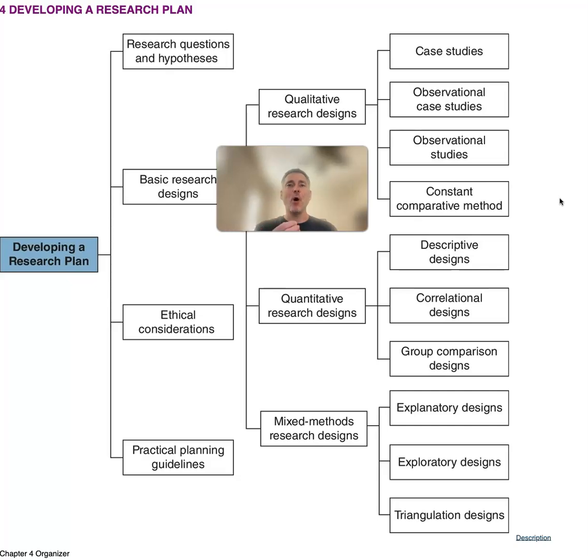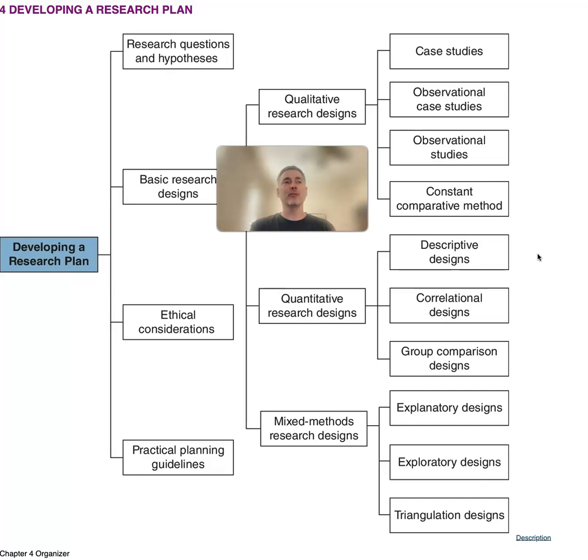But then quantitative methods, right? There's basically three different groups here. One is just descriptive designs where we describe what happens. Then correlational designs where we try to see, are there connections between variables?